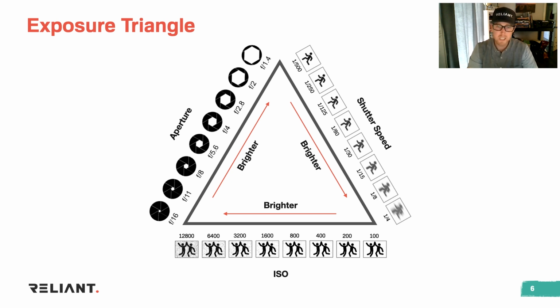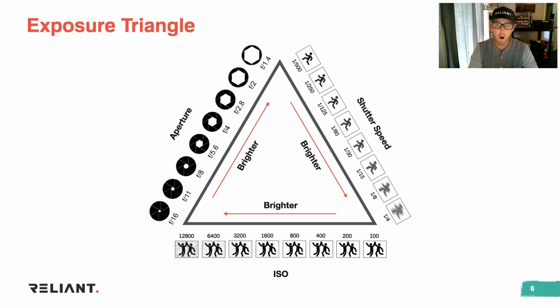And we'll get into each of these individually, but at this point, you need to know that every time you change one of these three settings, you've got to make an adjustment to one of the other two settings in order to create a correct exposure. So if you change your shutter speed, you've got to change your ISO or your aperture by that same amount to counteract that change.